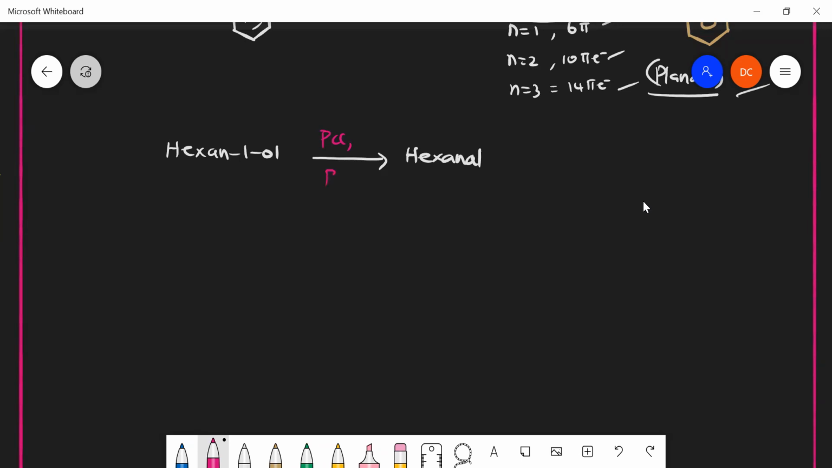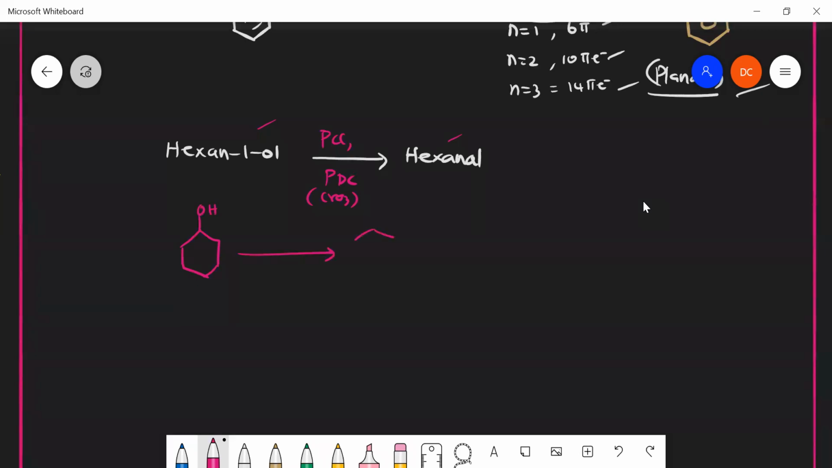So PCC, PDC, CrO3, sir. CrO3 also we can use, no, sir? Yeah, CrO3 also we can use. Chromic acid also we can use. If you use all these, what will you get? You will get formed aldehyde, not acid. Say for example, suppose I use here like this, OH.